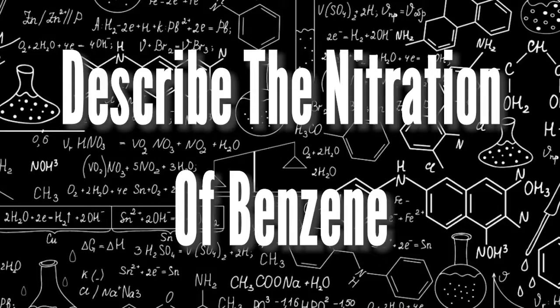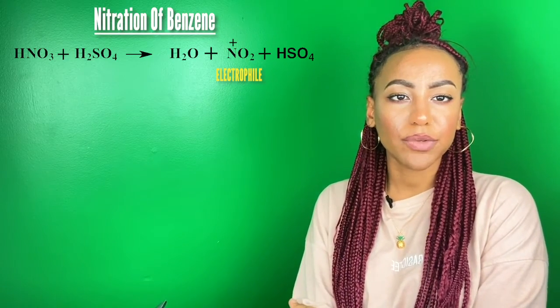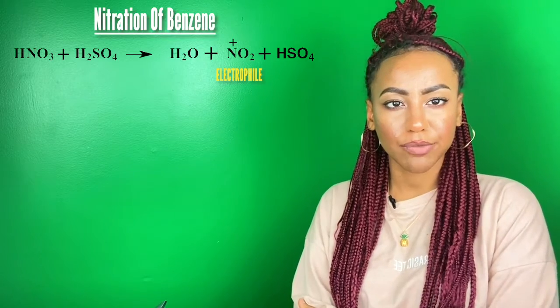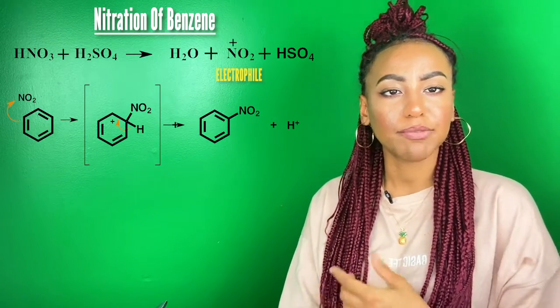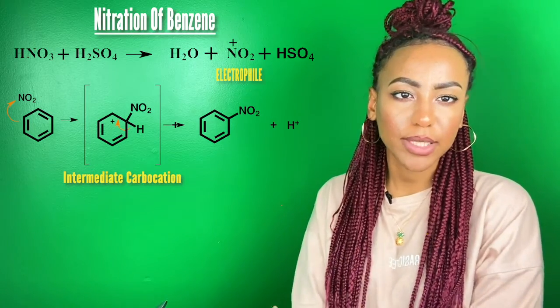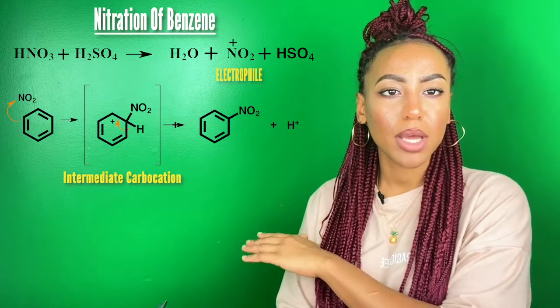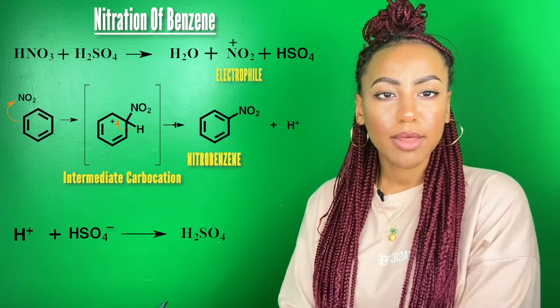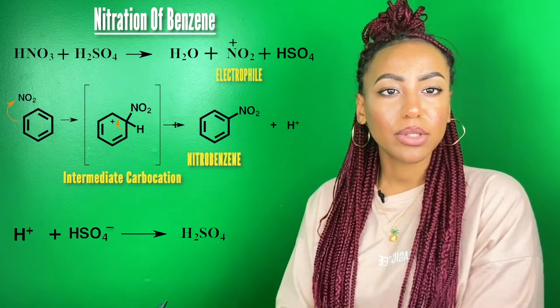Question number 9. Describe the nitration of benzene. In the nitration of benzene, nitric acid is reacted with sulfuric acid to generate the electrophile. Then that electrophile attacks the pi electrons on benzene, forming that resonance stabilized carbocation. That carbocation then loses a proton to form nitrobenzene. That lost proton is then used to regenerate the Lewis acid. And that's it.